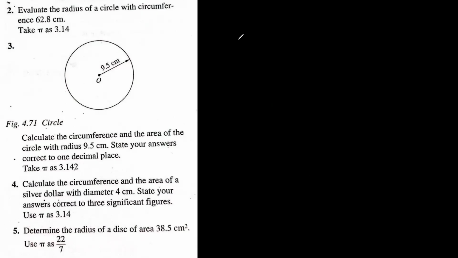All right. So let's go. Question 5. In question 5, they ask us to find the area of a circle. Now, area of a circle is equal to pi r squared. They ask us now, use pi as 22/7.